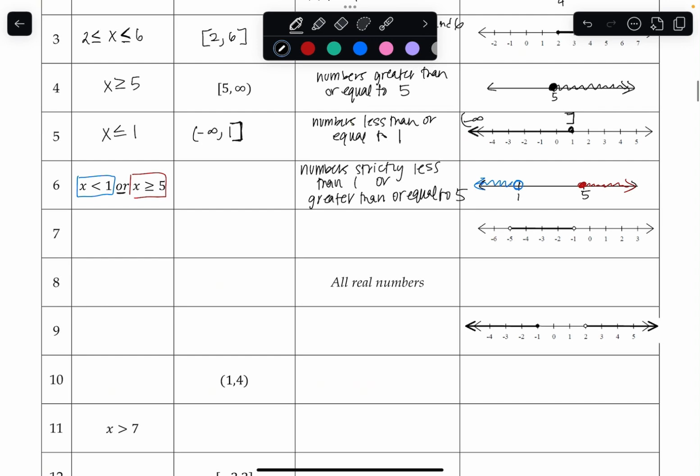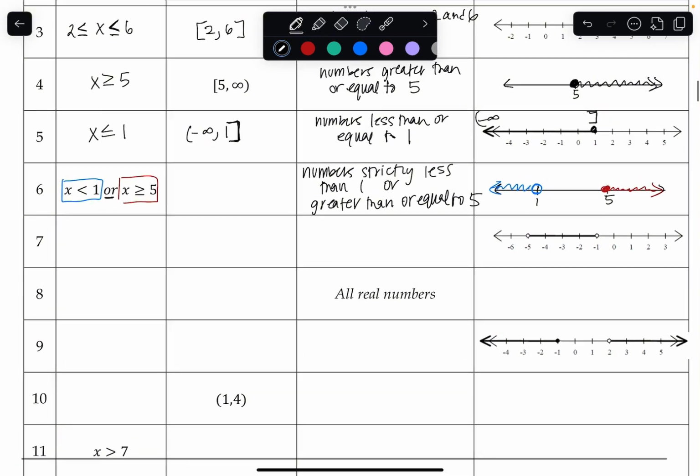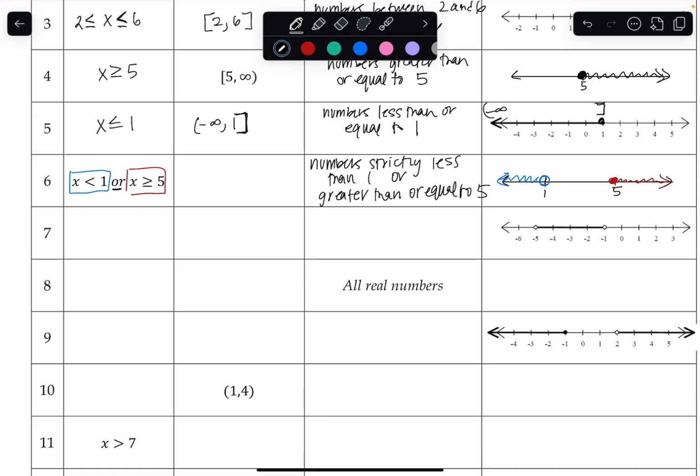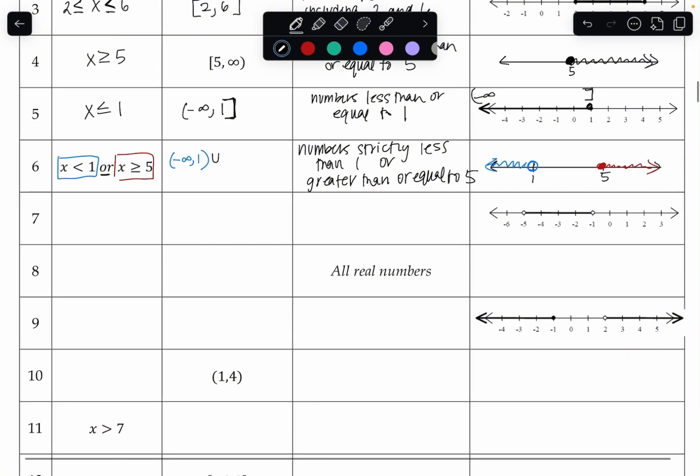Or means you have 2. And then that means we're going to have 2 intervals. So we have the first interval, which is x less than 1, so negative infinity to 1, parenthesis. And then to do the or, you use this U symbol. It means union. Or, and then 5 to infinity. We start at the 5 with the bracket, and then we're going to positive infinity. Over here, we started at negative infinity and stopped at 1 with a parenthesis.